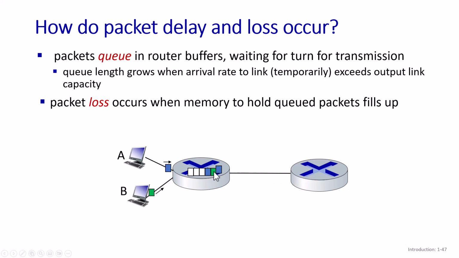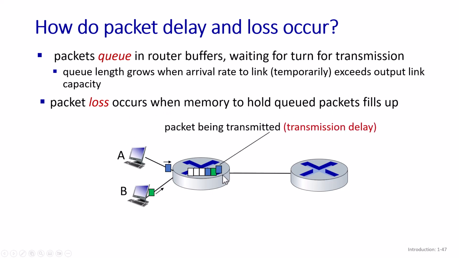Well, why is it temporary? Because if we know for sure that the packets will arrive faster than they can be sent, then we have a deficient network design. But when does this occur temporarily? Well, that depends on the number of hosts that are connected to the router and the network applications that are running on each host and their communication needs. So packet loss occurs when memory to hold queued packets fills up.